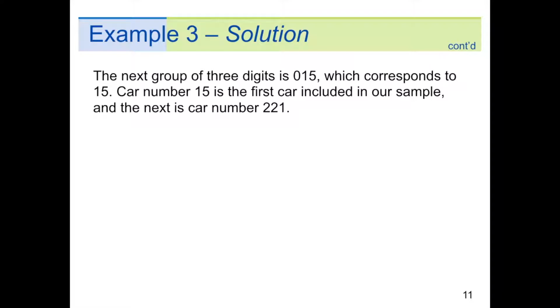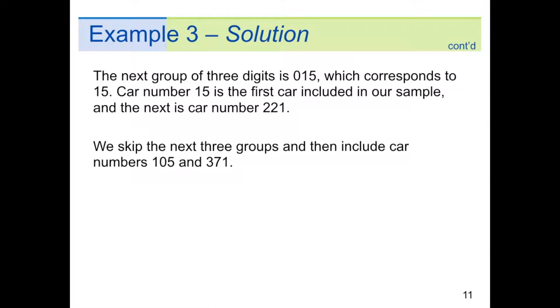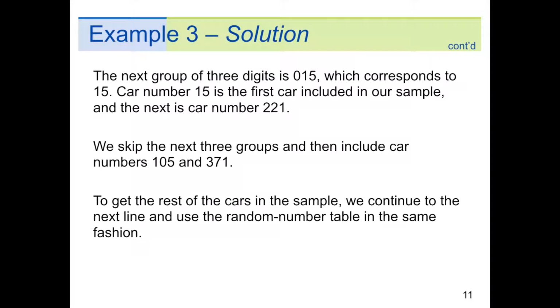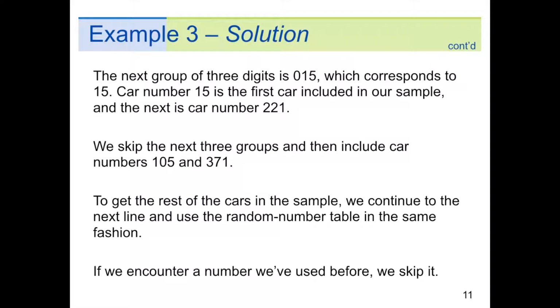So that means the next group of the 3 digits is 0, 1, 5, or 15, which corresponds to 15. Car number 15 is the first car included in our sample, and the next car is number 221. We skip the next 3 groups and then include car numbers 105 and 371. To get the rest of the cars in the sample, we continue to the next line and use the random number table in the same fashion. If we encounter a number we've used before, we skip it as well.